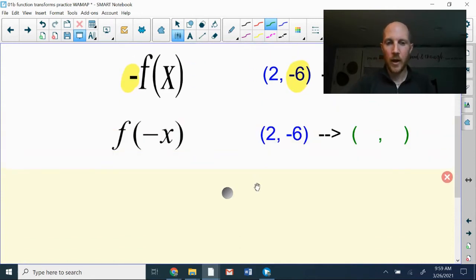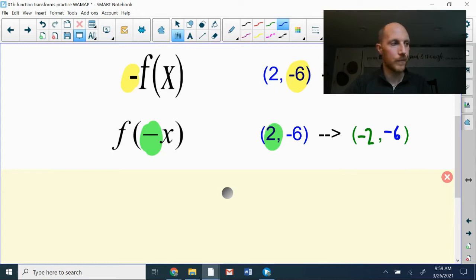Next, f of -x. This time I've got that negative coefficient inside the function notation parentheses. So this is going to affect the x coordinate. It's going to give it the opposite sign. I'm just going to take that 2 in the coordinates and multiply by the -1 in the function notation. So my new x coordinate will be -2. The y coordinate of -6 is unaffected by what I've just done, and so it will remain unchanged as a -6.